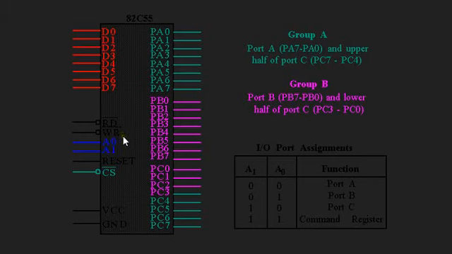Here is the read function, write function, address, reset, control select, and VCC and ground. Here we have in the address section 00 to select the port A, 01 to select port B, 10 to select port C, and 11 which is the command register. This is the diagram of grouping in 82C55.